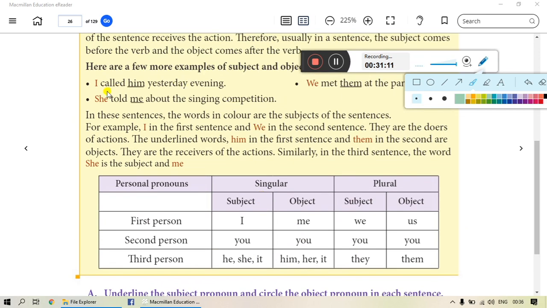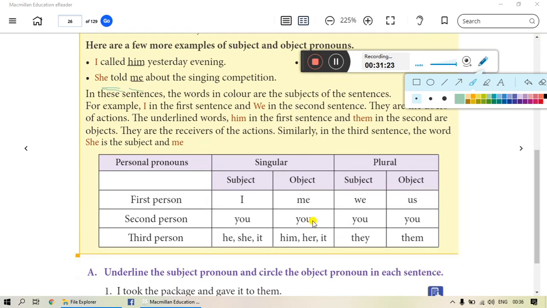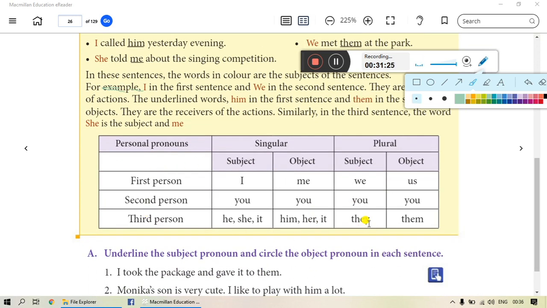You must have understood by here that you'll find the verb, you'll see who is doing the action and who is receiving the action, and you'll come to know who is the subject pronoun and who is the object pronoun. Otherwise, you can always remember these given in this box in order to check.